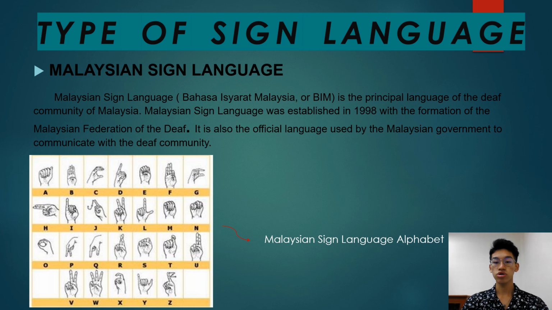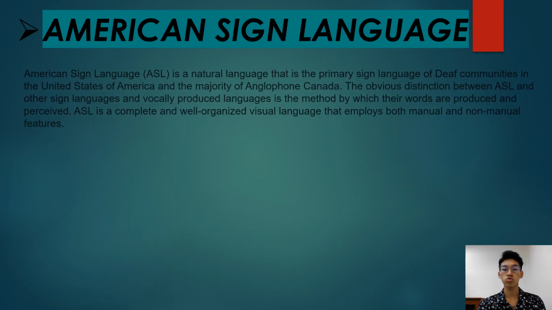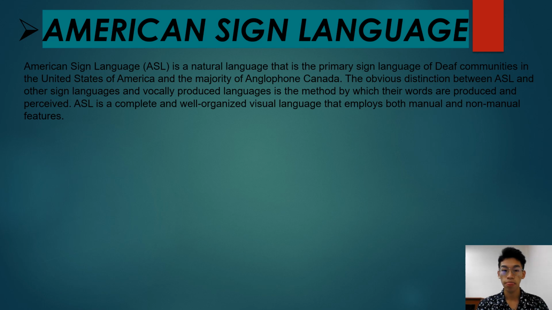So this is the picture of the Malaysian Sign Language alphabet. So just now what I showed you was the H, and the I is high. Right. So the second type of sign language is American Sign Language, also called ASL. ASL is a natural language that is the primary sign language of deaf communities in the United States of America and the majority of Anglophone Canada.